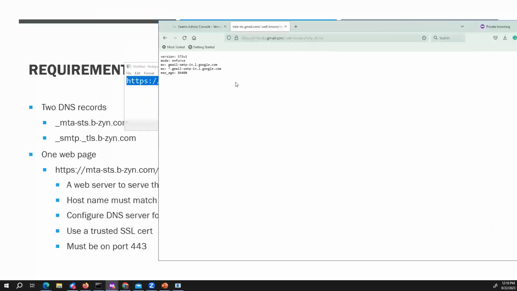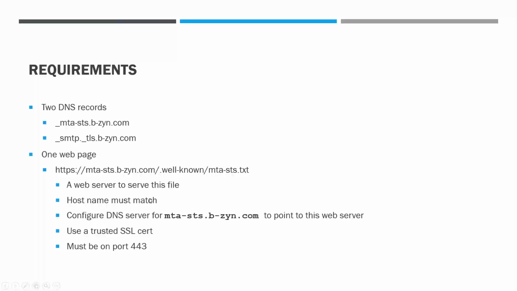So publishing this file requires that you follow all these steps, okay? And it's a very small file, and there's a whole bunch of things that need to happen. All right, the second thing, host name has to be mta-sts followed by the domain name. So in case of Gmail, it was gmail.com. In case of bzyne, it's bzyne.com. And then the certificate has to be trusted. You cannot use a self-signed certificate or an expired certificate. It has to be trusted. And of course, you need to do that on 443.